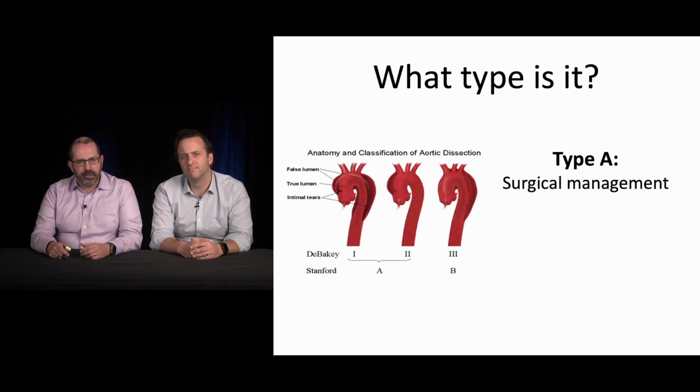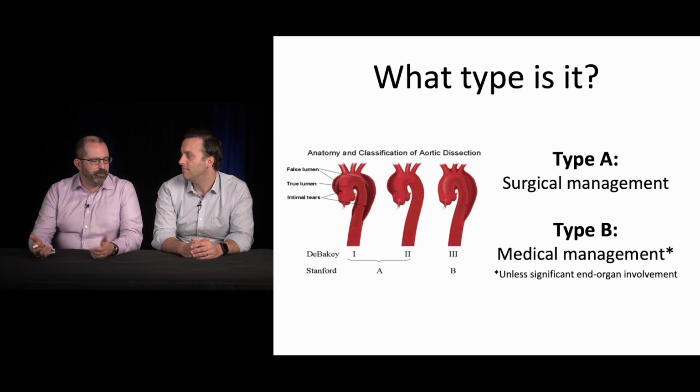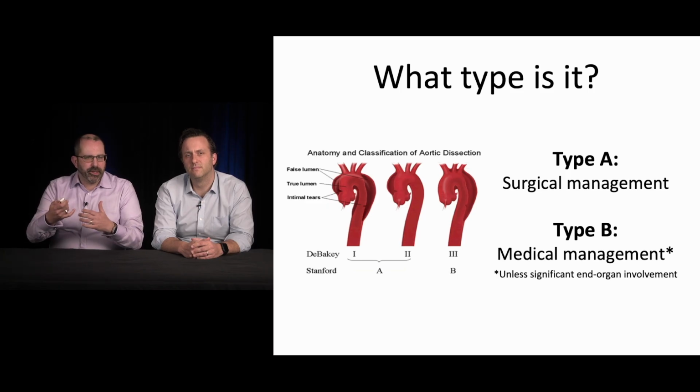So for Stanford type A, most of them go for surgical management emergently. For type Bs, most of them start with medical management initially, unless there's significant end organ involvement. And by that, I mean things like the gut. Kidneys, somewhat. You can live without a kidney. So if it's just one involvement, they're not going to rush that patient off to surgery necessarily. But things like the gut, you sort of need that. So that's the big dichotomy there.